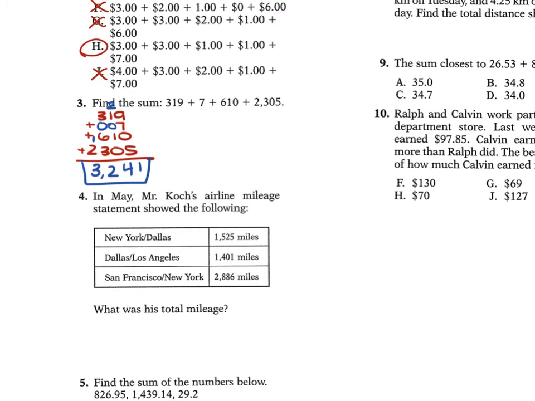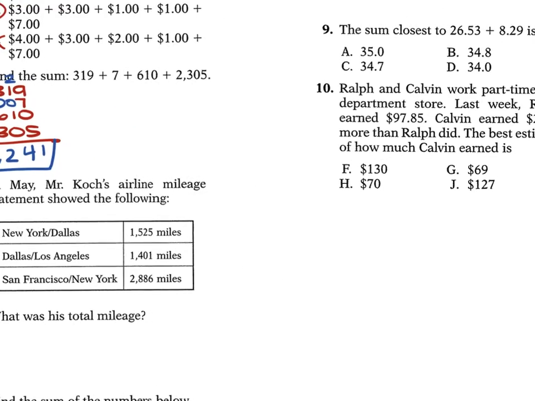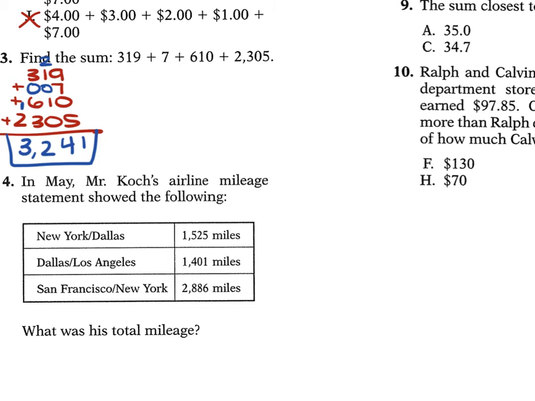For 4, it says, in May, Mr. Coach's airline mileage statement showed the following. What is his total mileage? So we're going to just add these up. So we're going to have 1525, 1401, 2,886. We're going to add these up.